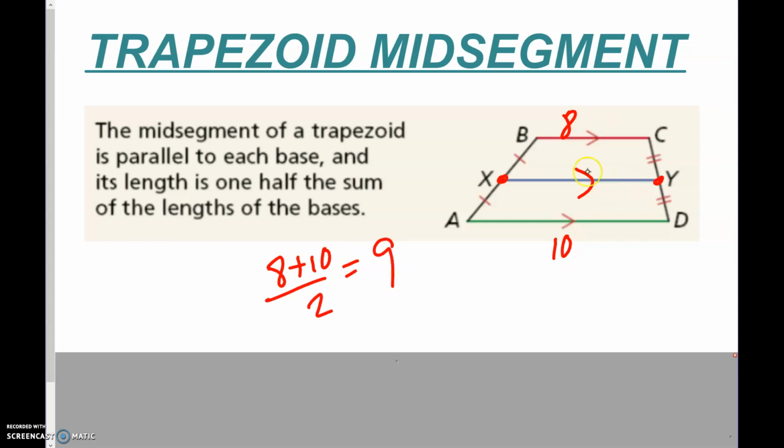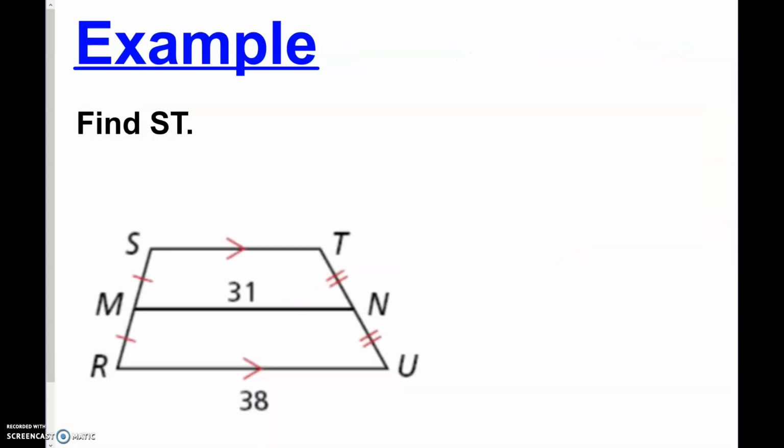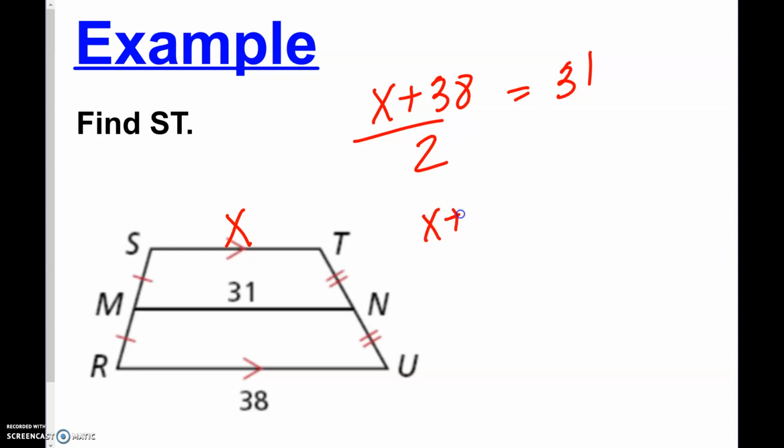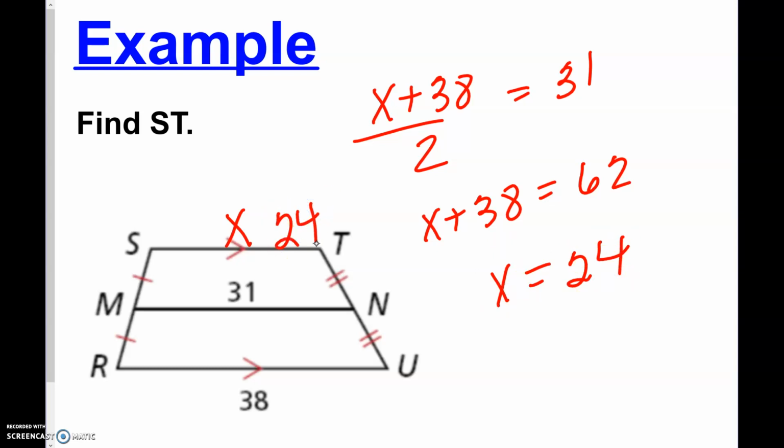Okay, so that blue segment will be parallel if it's the mid-segment, and it is half the sum of the bases. So in this one right here, if I call ST x, I'm going to go x plus 38 divided by 2 has to give me 31. So x plus 38, if I multiply both sides by 2, equals 62. And now I am going to subtract, so I'm going to take 62 minus that 38. And so x is 24. So this side ST would be 24.